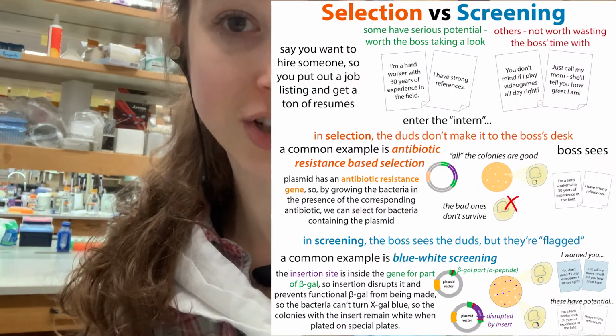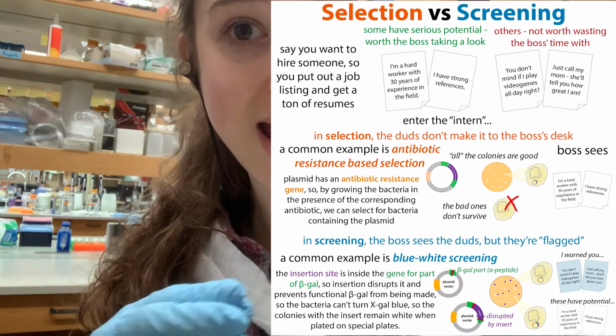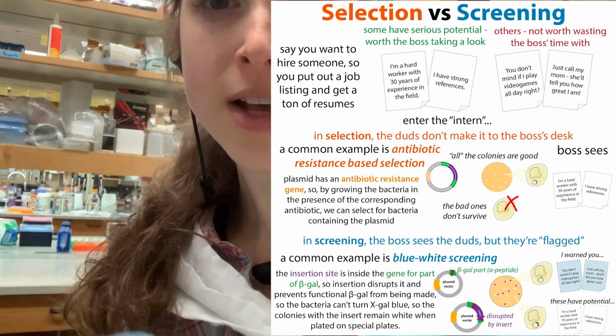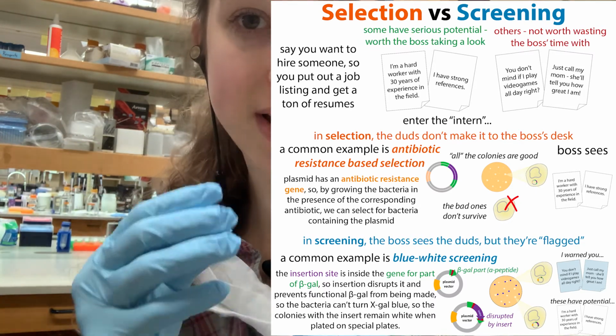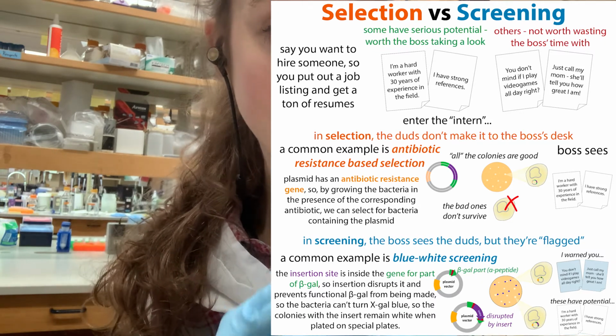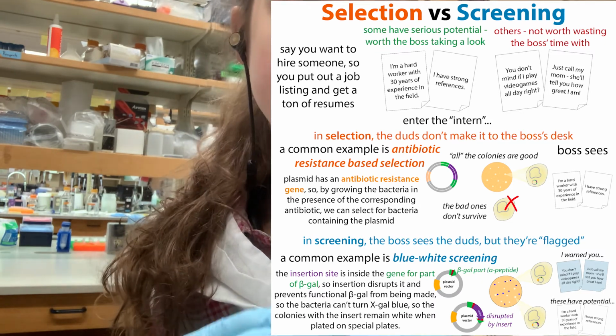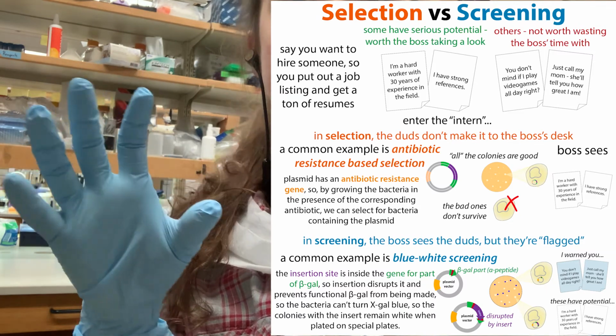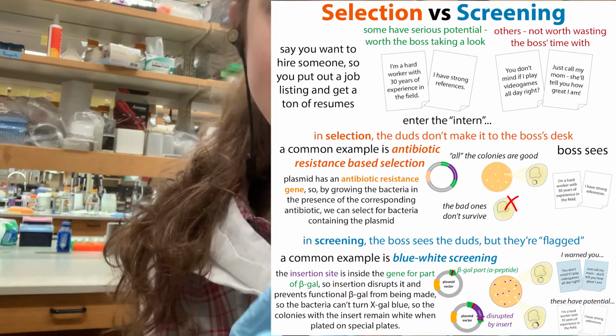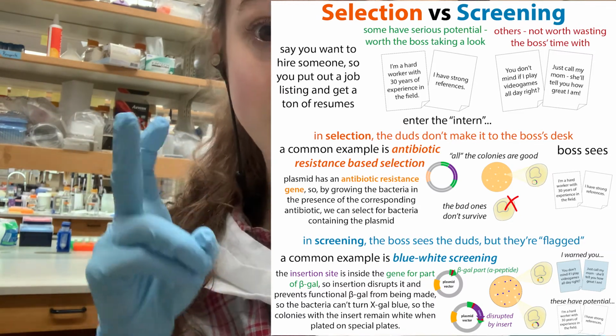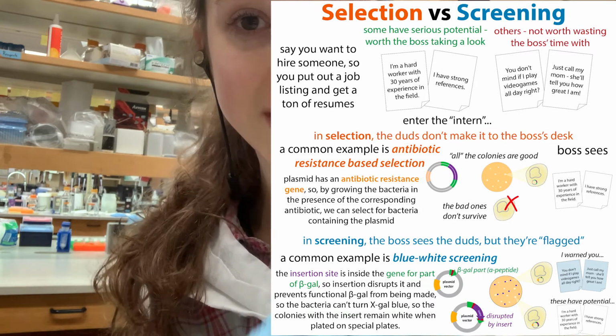With selection, you're saying, okay, only the things that have some certain feature can grow. So only the things that have the plasmid, so that have the antibiotic resistance gene, can grow. But with screening, you're saying, okay, just show me the ones that have it and the ones that don't. That way I can prioritize which ones probably have it inside.